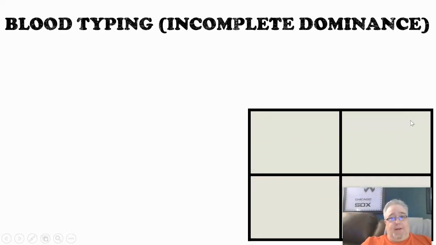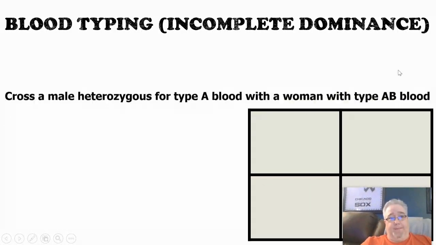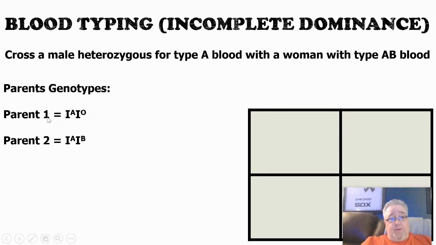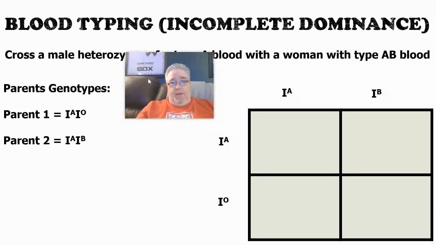All right, let's do a Punnett square. Blood typing. Cross a man or a male heterozygous for type A and a woman with type AB. So here's your parents. Now, heterozygous means that you're AO. Okay, if it's homozygous, you'd be AA. And then the other parent is AB. So, of course, we just pop those in there. And then we go ahead and just fill it all in, just like we always would.